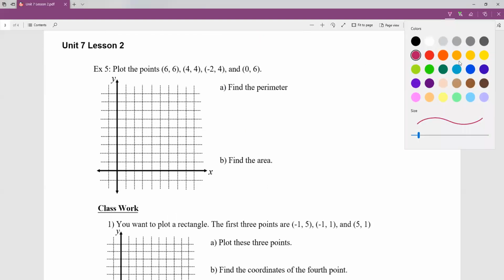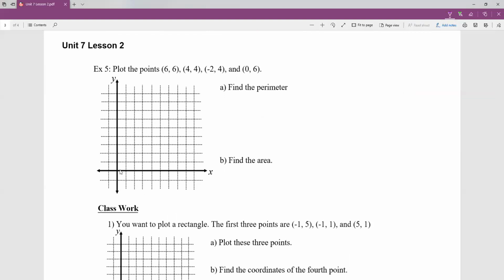Let's start off the same way as all the other ones and plot the points. So we're going to plot 6, 6. 1, 2, 3, 4, 5, 6. Up 6. 1, 2, 3, 4, 5, 6. Okay. 4, 4. 1, 2, 3, 4, and 1, 2, 3, 4. Good. -2, 4. -1, -2, and 1, 2, 3, 4. And 0, 6. So 0, 6.